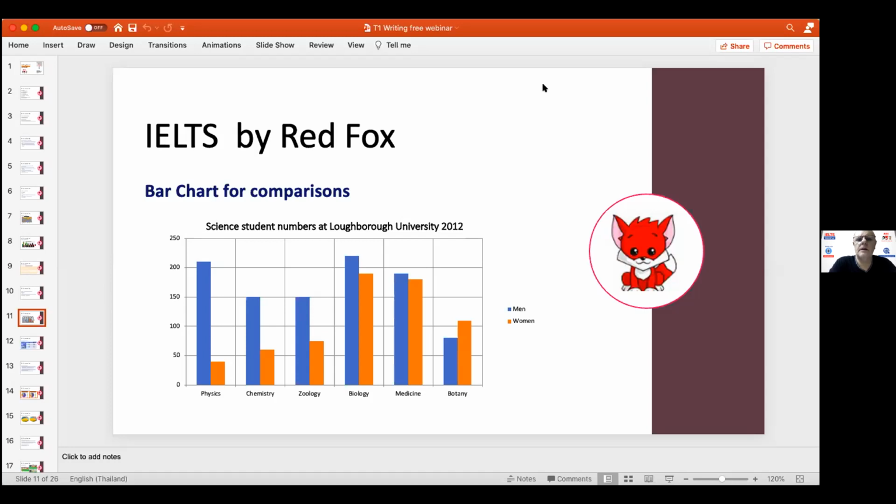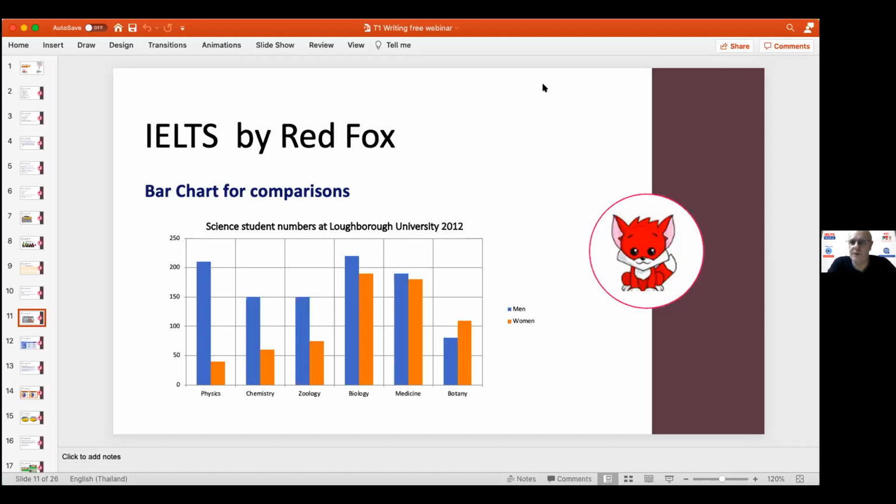We then describe the categories making comparisons. So for example, if we take physics, we see that this subject has the fewest number of female students. It has the greatest disparity between men and women, and a very high contingent of male students in general, over 200. Chemistry and zoology we would write about together with physics, because these also are the ones with the big differences between gender numbers.